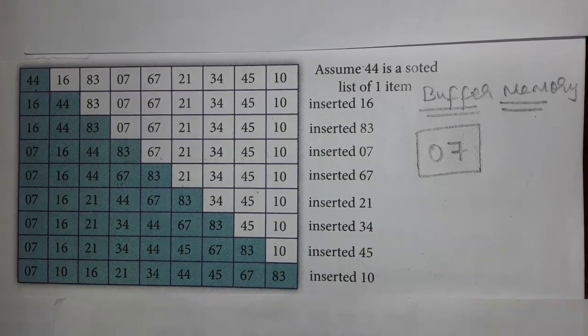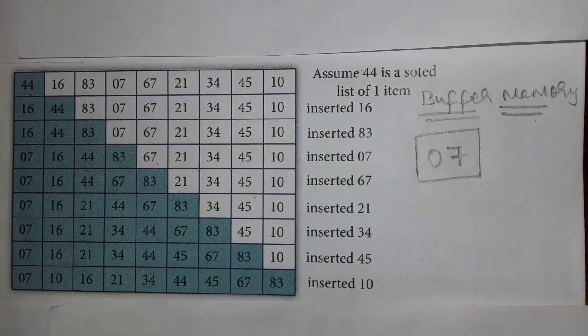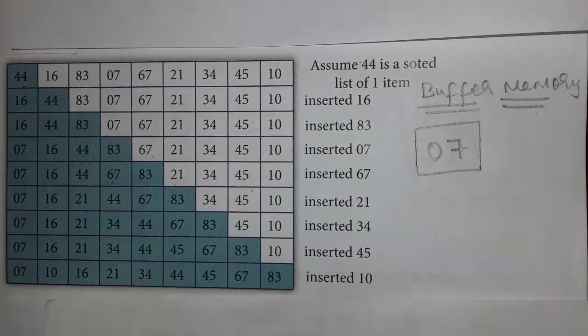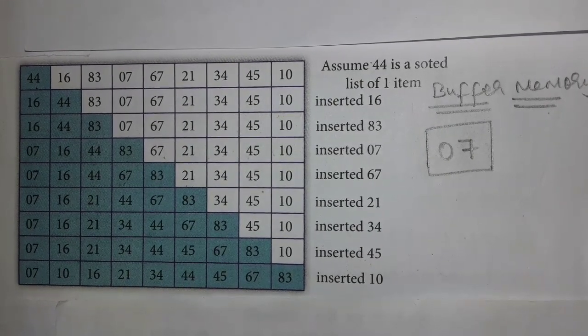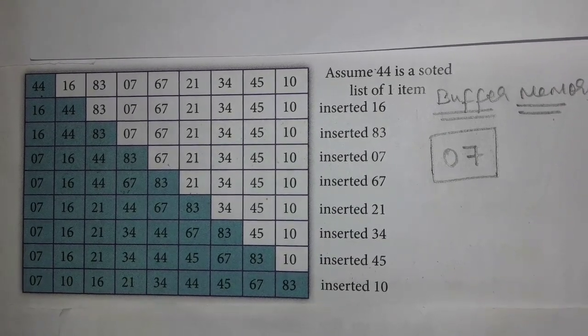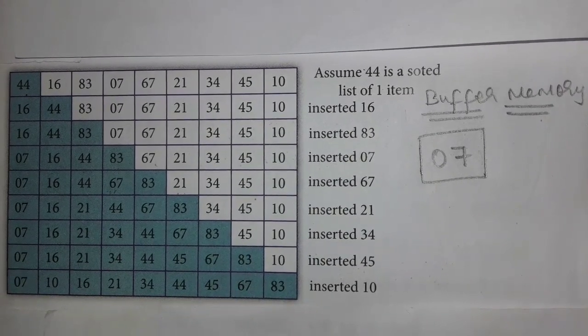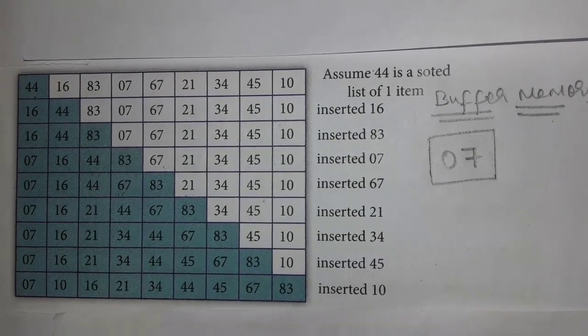In the case of selection sort, the smallest element will be taken to the place where it is allotted. But here the position will be found out first. The value will be taken to the buffer memory. The place will be emptied and the value will be inserted. This is called insertion sort.